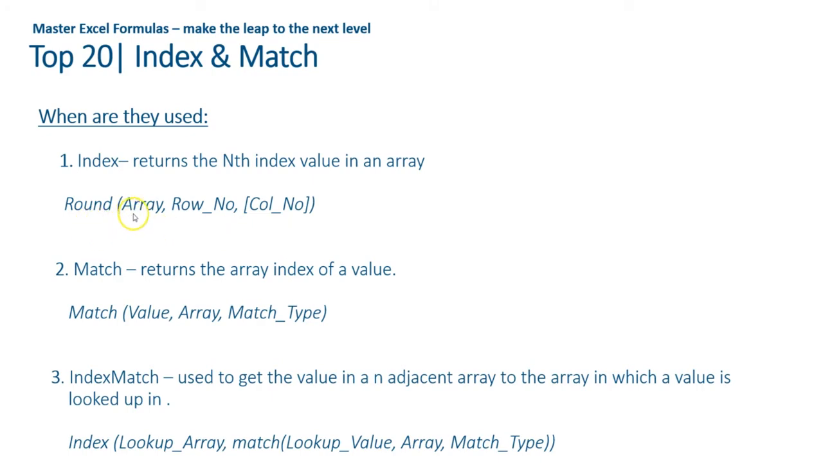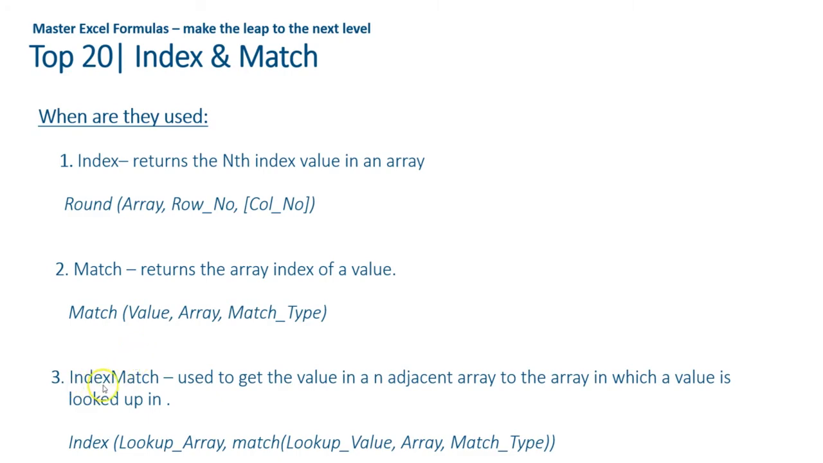So we need to have the array and then the row number, and then if we want, the column number as well. Then the MATCH function returns the array index of a value. So we need to specify first of all the value, and then the array in which we need to look for that value, and then the match type is either 0 or 1. So 0 is going to give us the exact match, whereas 1 is going to give us an approximate match.